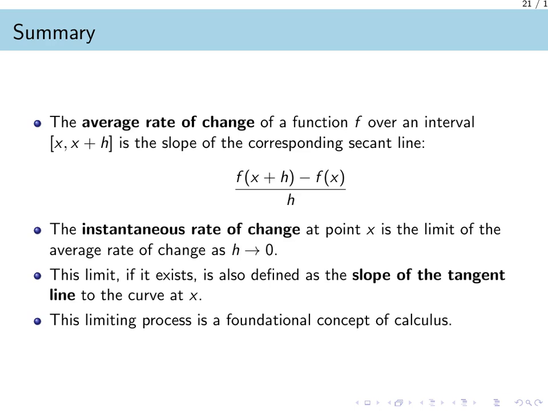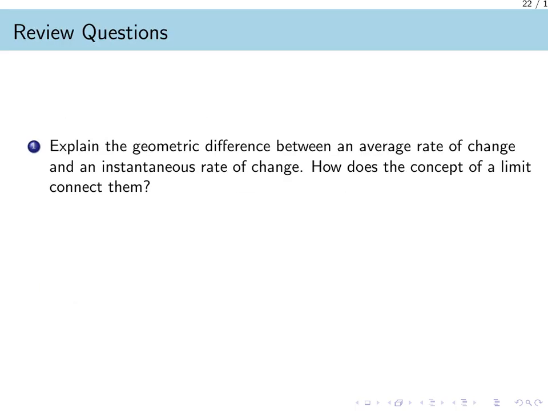To find the rate of change at one precise moment, we determine the instantaneous rate of change by taking the limit of this average rate as the interval length h approaches 0. For example, your average speed on a road trip is an average rate, while your speedometer reading is an instantaneous rate. This limiting process, which effectively turns a secant line into a tangent line, is a foundational concept in all of calculus. Let us pause here to review the core ideas we have just covered, which connect the geometry of a curve to its rate of change.